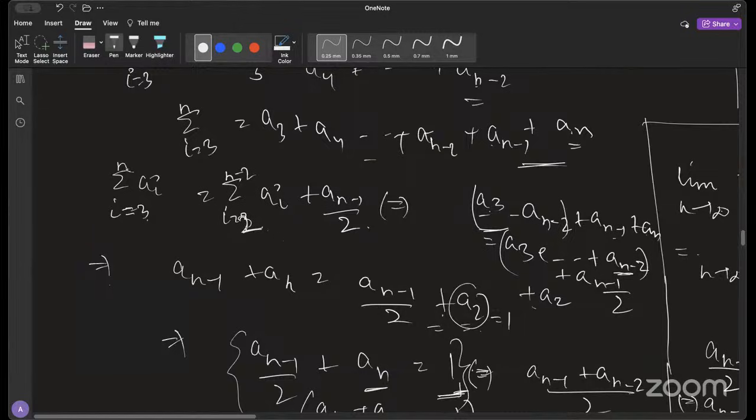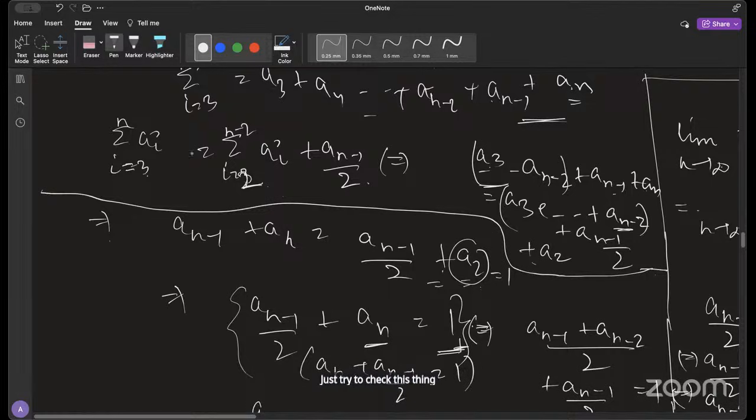You just open the summation sign. That's all. I've written it here. Just try to check this thing, you'll understand. You're just opening this summation sign. That's all. 3 to n and 2 to n minus 2, a2 to n minus 2.